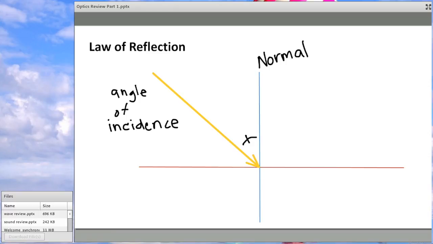Let's see if I can get a different color. Okay, that's not going to be exactly right. Okay, well, I'm trying to start here. That's probably as good as I'm going to get. Excuse me. It says our angle of incidence is equal to our angle of reflection. And this is our angle of reflection. Okay, and that's all it says. So they're just exactly the same.